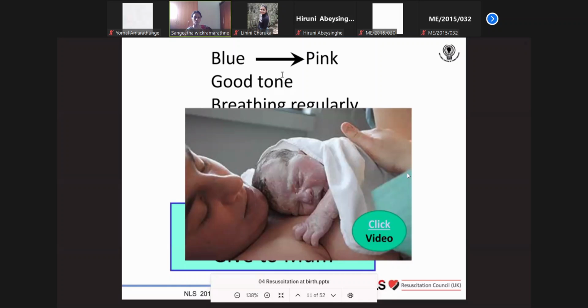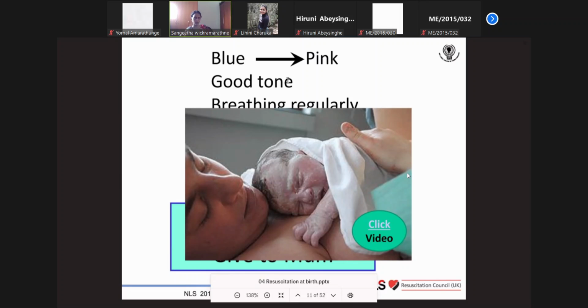This baby is blue initially, with a good tone and breathing regularly. And the heart rate was more than 100, right? You have to get used to the rate, the more than 100 rate will be like that, right? So less than 100, you can feel a very slow heart rate. So if those 2 you can identify through the stethoscope, that will be enough.